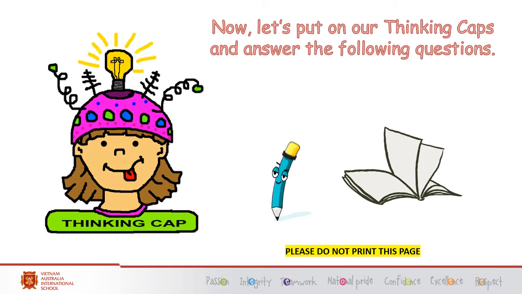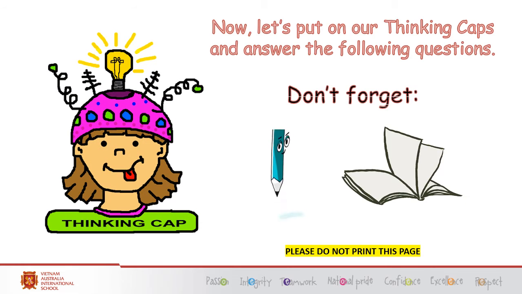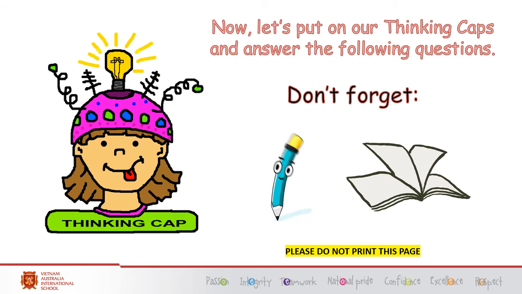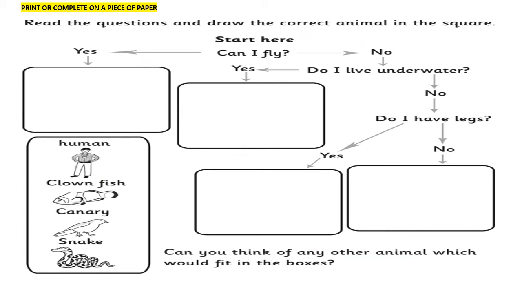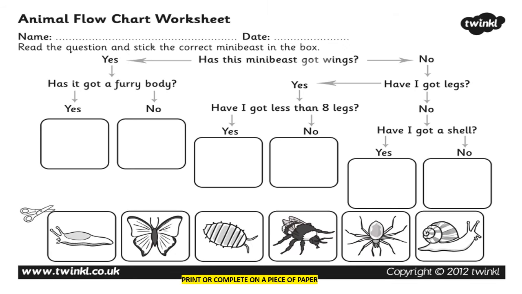Now let's put on our thinking caps and answer the following questions. In this exercise, read the questions and then draw the correct animal in the square. For this activity, read the questions and cut and stick the mini beast in the correct box. If you do not want to cut and stick, you can simply draw a line from the animal to the correct box.